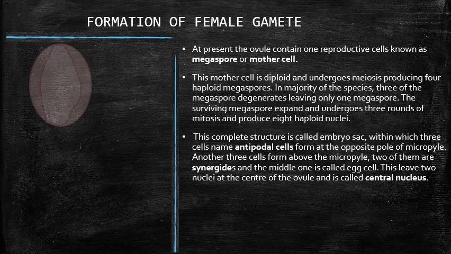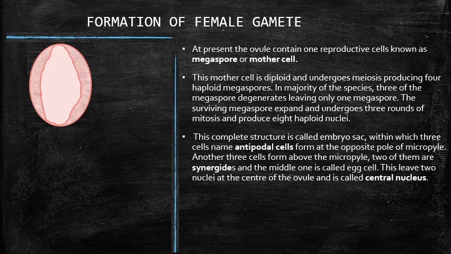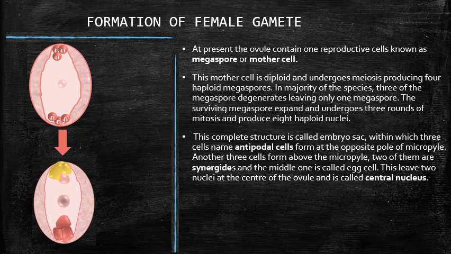Formation of female gamete. At present, the ovule contains one reproductive cell known as the megaspore mother cell. This mother cell is diploid and undergoes meiosis, producing 4 haploid megaspores. In the majority of species, 3 of the megaspores degenerate, leaving only 1 megaspore. The surviving megaspore expands and undergoes 3 rounds of mitosis and produces 8 haploid nuclei.